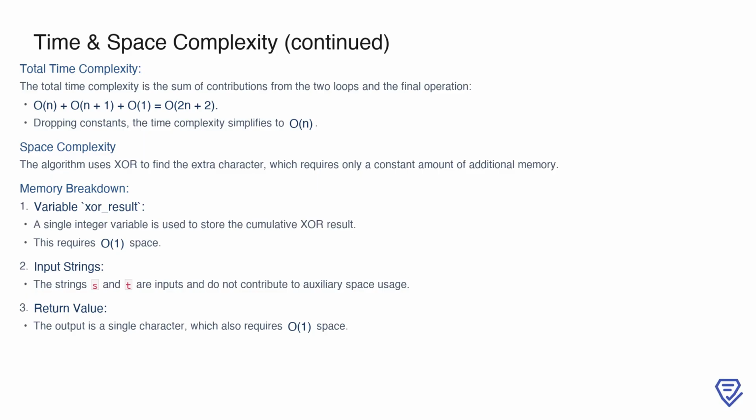This solution relies on the XOR operation to find the extra character, which requires only a constant amount of additional memory. Specifically, the variable XOR_result is used to store the cumulative XOR value, and this single integer variable occupies O(1) space. The input strings S and T are part of the problem's input and do not count as additional space, as we're not creating new data structures. Similarly, the output, which is a single character, also uses constant space. Therefore, the auxiliary space required by this algorithm is minimal.